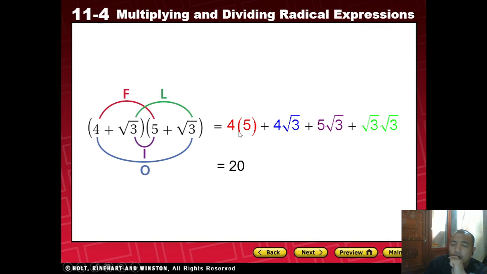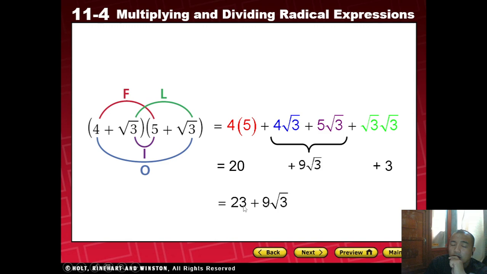Then let us simplify. 4 times 5, 20. 4 square root of 3 plus 5 square root of 3 are like radicals, so we have 9 square root of 3. Then what is square root of 3 times square root of 3? It is square root of 9, and square root of 9 is 3. So we can now add 20 and 3. That's 23 plus 9 square root of 3, which is the product of the two binomials here.